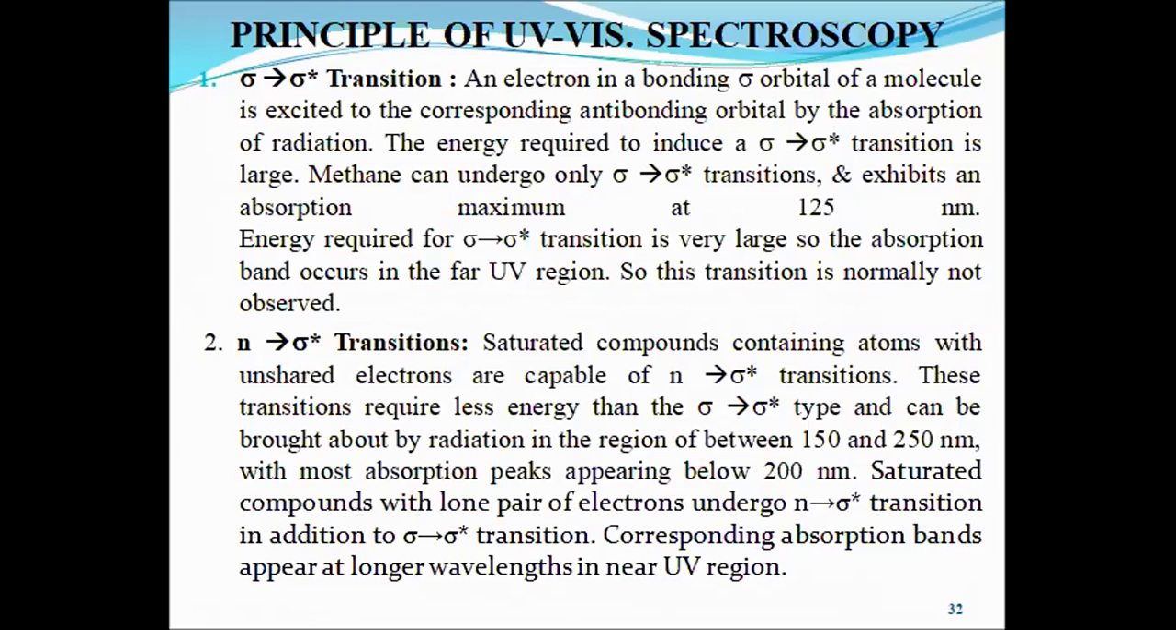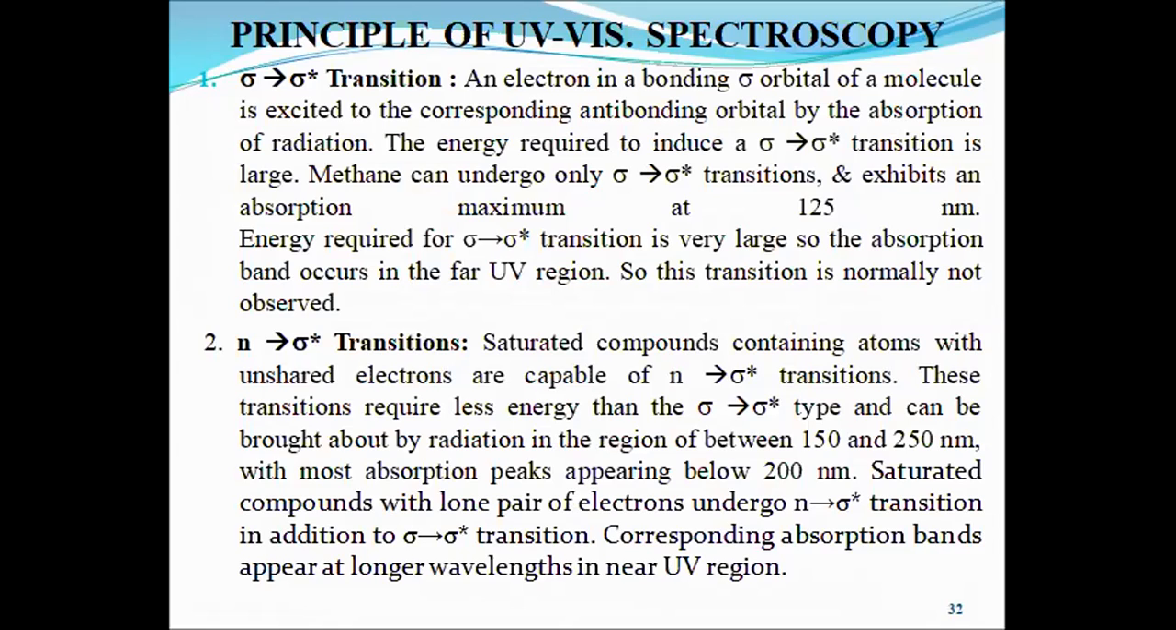Example, methane. The absorption of methane is indicated by a lambda max value of 125 nanometer. That is, the wavelength is 125 nanometer. At this wavelength, the absorption takes place. And propane at 135 nanometer. Methane absorbs at 125, whereas propane absorbs at a higher wavelength, 135 nanometer.